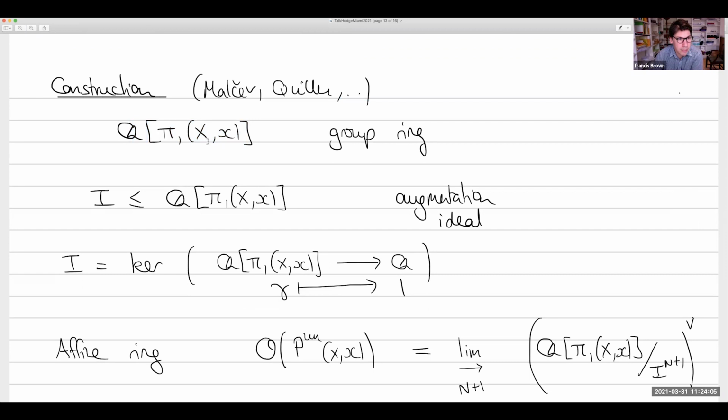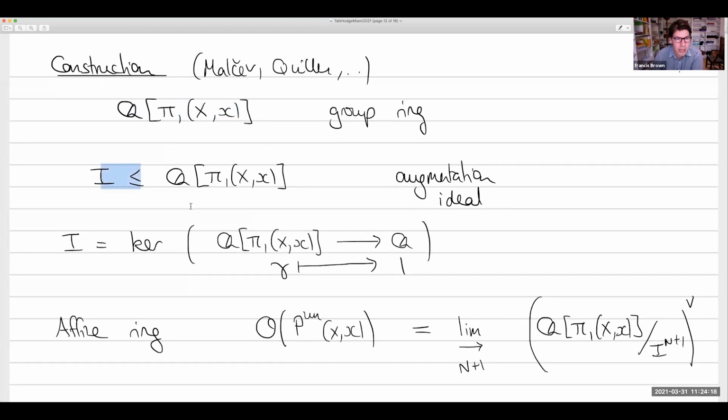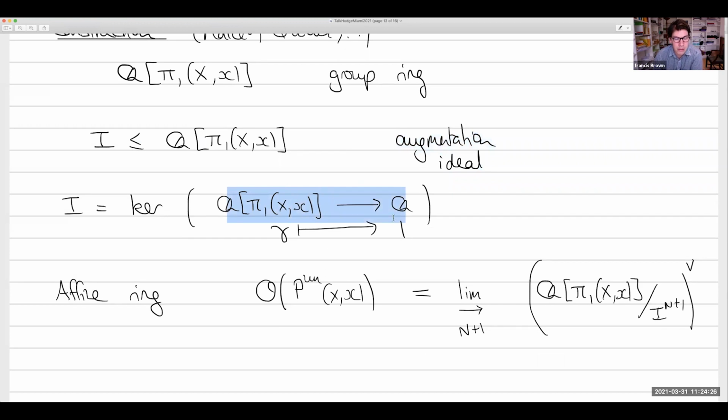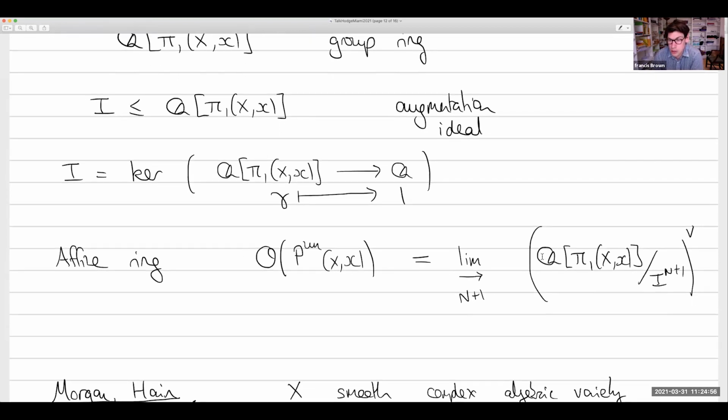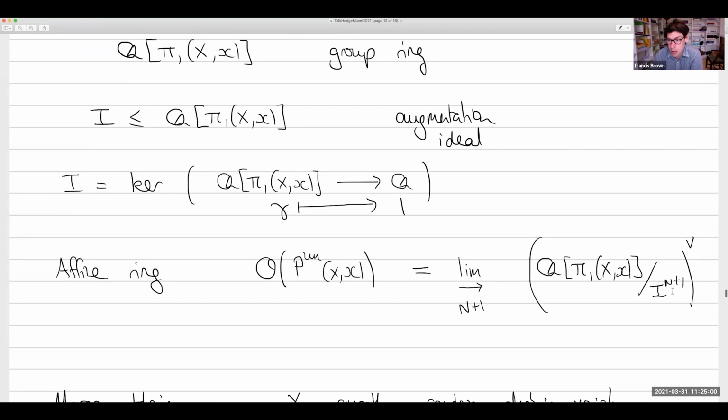So what you do is you take the group ring over Q generated by the fundamental group. That's non-abelian, of course. And inside the group ring, there is the augmentation ideal. The augmentation ideal is defined to be the kernel of the map from the group ring of pi1 to Q, which sends any loop to 1. So in other words, it's the ideal generated by gamma minus 1 for all loops gamma. Okay, so what we can do then is take the quotient of this group ring by the (n+1)th power of the augmentation ideal.